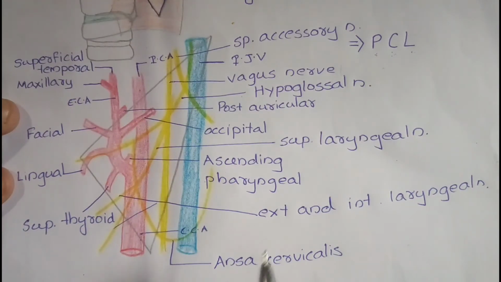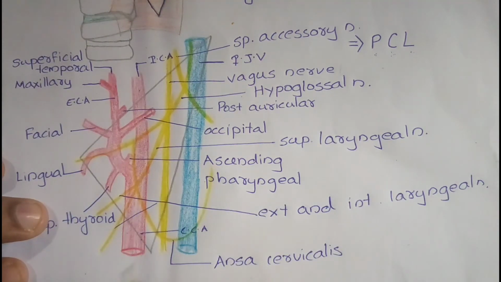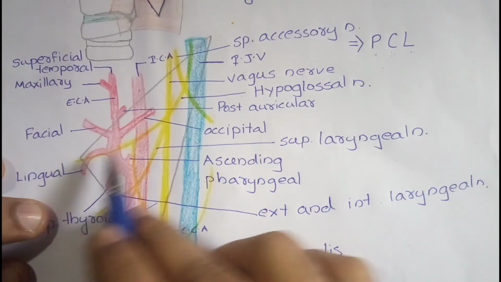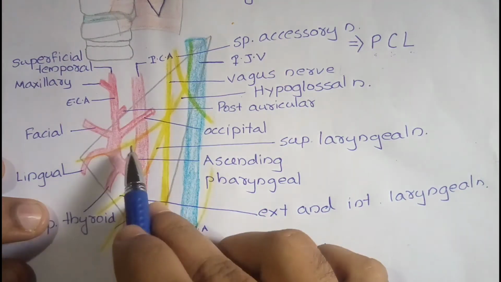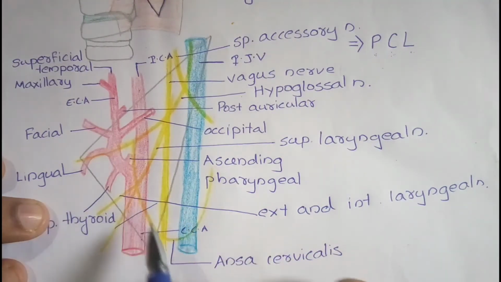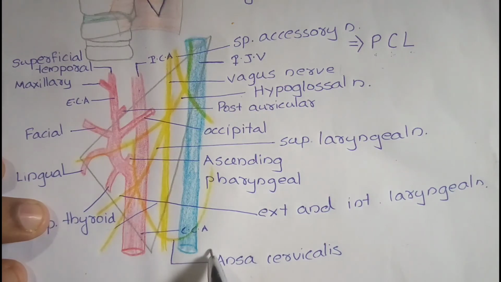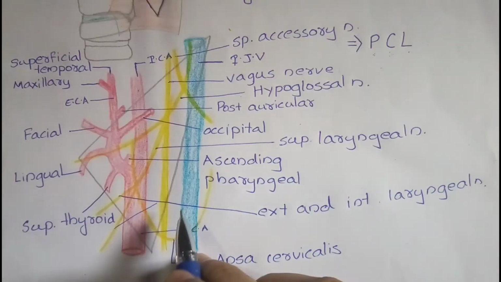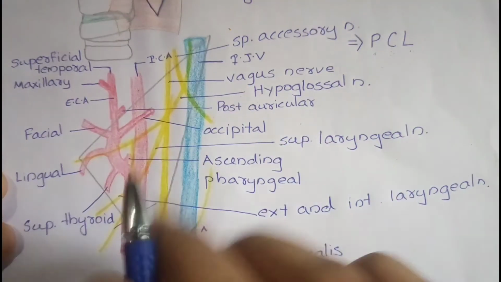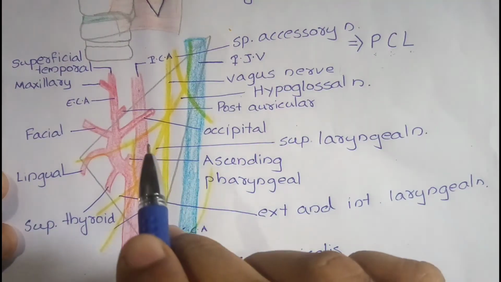What do we mean by ansa cervicalis? We will give another section on the topic of ansa cervicalis. For the time being, you just need to know that the hypoglossal nerve gives a branch, the superior root of the ansa cervicalis, in the carotid triangle. So all these are the contents of the carotid triangle.